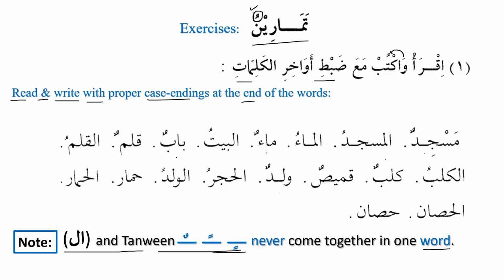Then we have al-waladu, excellent. Himar, it's a common noun, so we can put tanween on that. So it will be himarun. Al-himar, because we have al with that, so we cannot put tanween, so it will be al-himaru. Then we have al-hisan, and we have al, we cannot put tanween, it will be al-hisanu. And then the last one is hisanun, that means a horse. So we have al-hisanu, the horse, and hisanun, a horse.